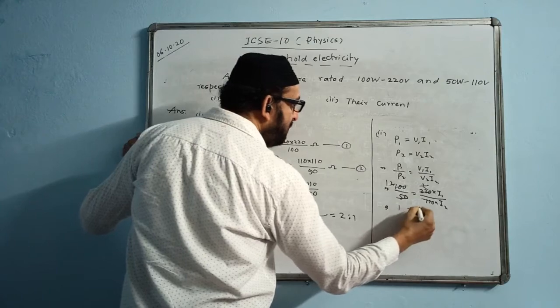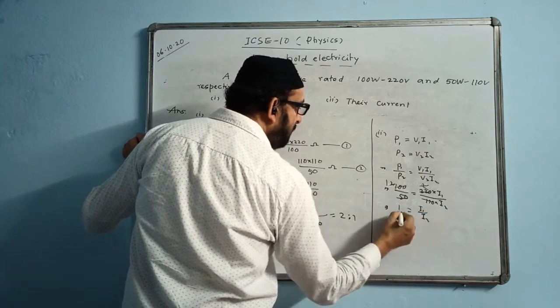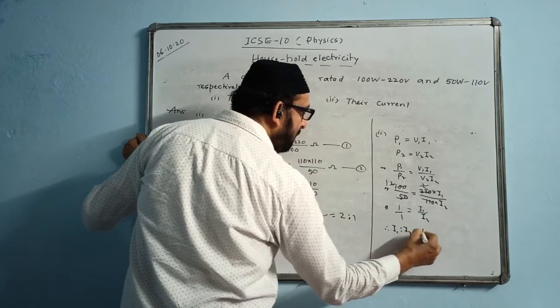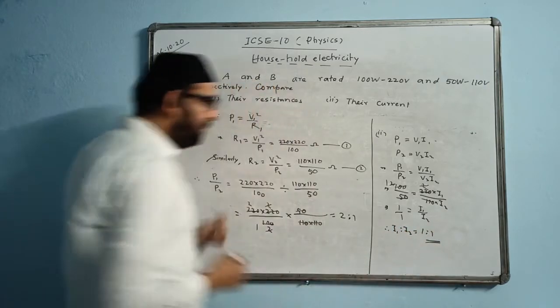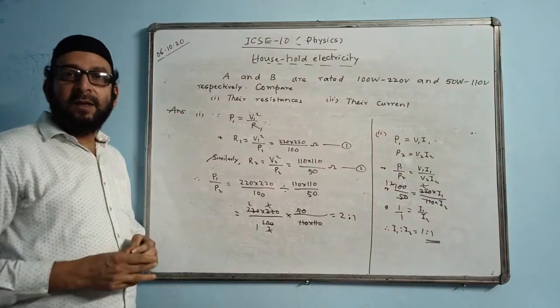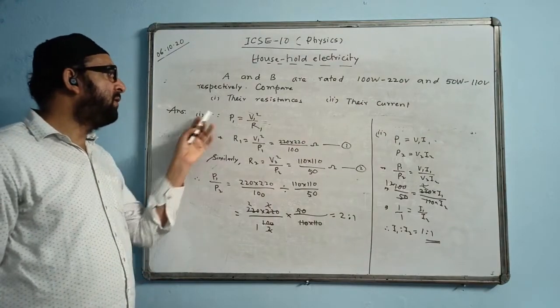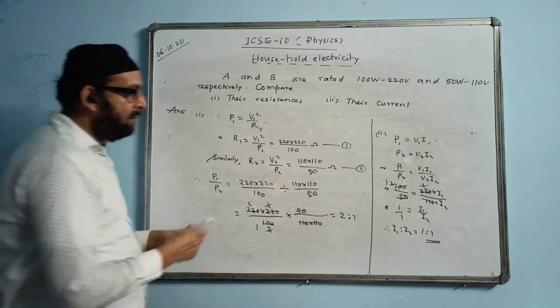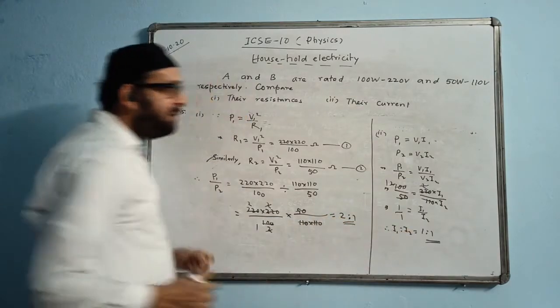We have the answer coming: 1 is equal to I1 by I2. You can write 1 by 1. So the answer will come I1 is to I2 equals 1 is to 1. That is the answer. You have to find the ratio always, comparing the first case and the second case by dividing. So this is the answer for the first case and this is the answer for the second case.